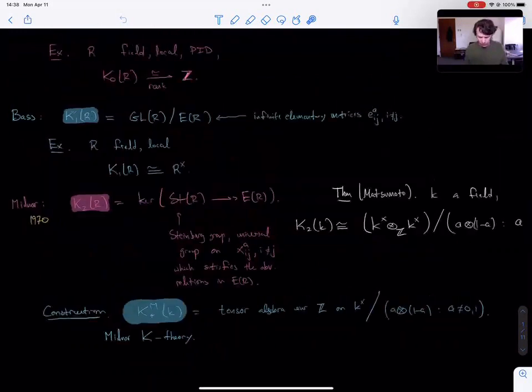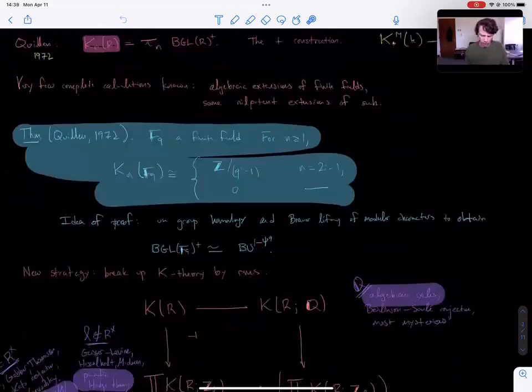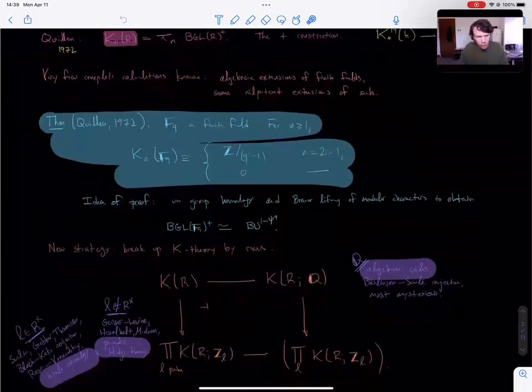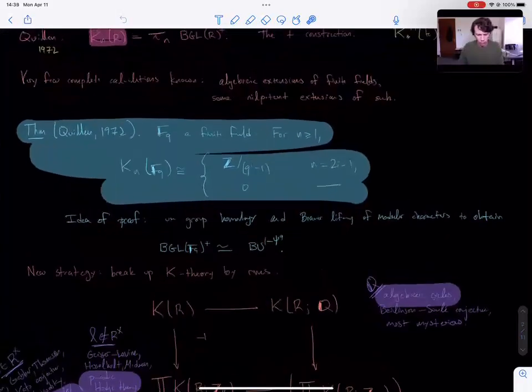Okay, so that's just a little rapid background on super classical algebraic K theory. I'm somehow zoomed in too far, there we go. And hopefully I can zoom in just a little bit more.